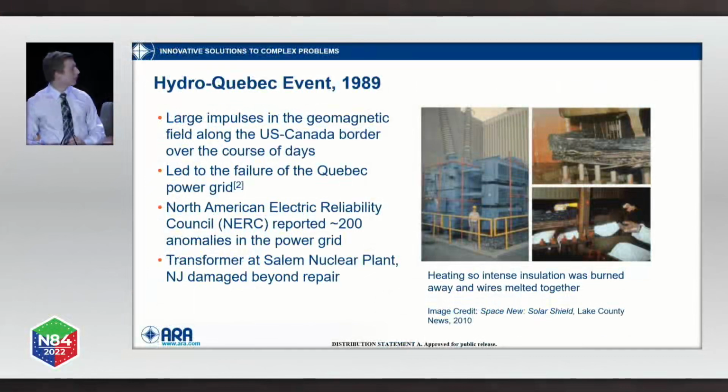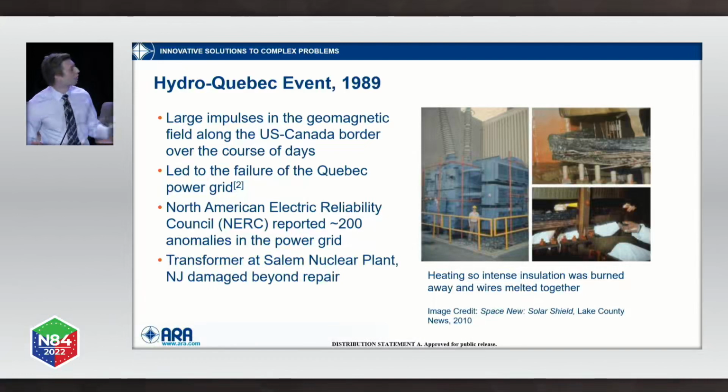And then, down in the States here, there's a nuclear plant in Salem, New Jersey, and that experienced a particularly devastating effect. One of the transformers, which is actually shown over here, so much current was driven into it that the insulation on wires evaporated, wires melted together. And these large transformers are not something that you can just buy a new one and replace. It can take months to get one.